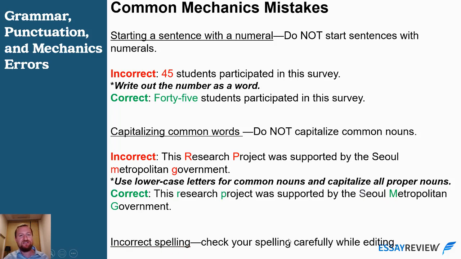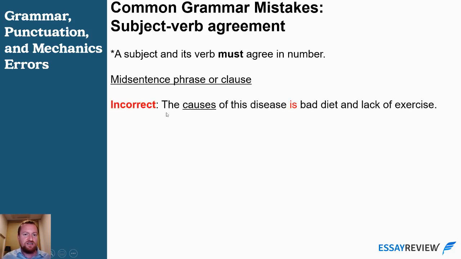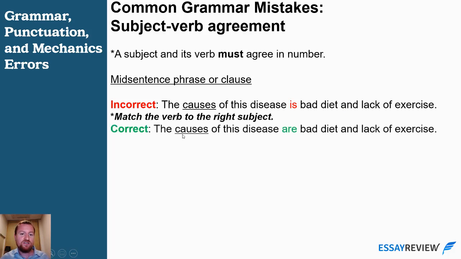Also, make sure your spelling is correct. That's an obvious one, and most spell checkers or Microsoft Word will help you with that. Subject-verb agreement is an important one. So a subject and its verb must agree in number. So let's look at disagreement in mid-sentence, phrase, or clause. So the causes of this disease is bad diet and lack of exercise. So even though bad diet is next to is, bad diet, right? This is singular, but when we have and, we have to add them together. They become plural. So the causes of this disease are bad diet and lack of exercise.